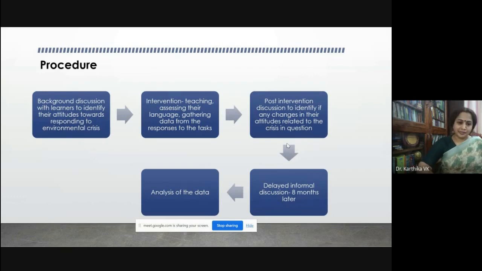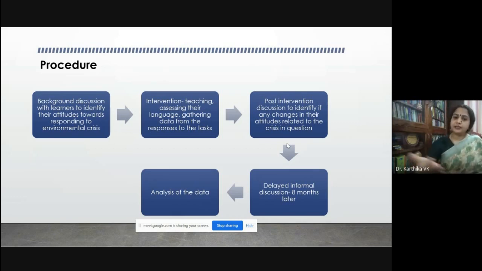Procedure was this. I had a background discussion with my learners to identify what they think about environmental crisis. Then the actual intervention. Intervention means my classroom interactions with the students, my teaching. So I address their language issues, and I gather data from the responses to the classroom tasks that I have given to them.